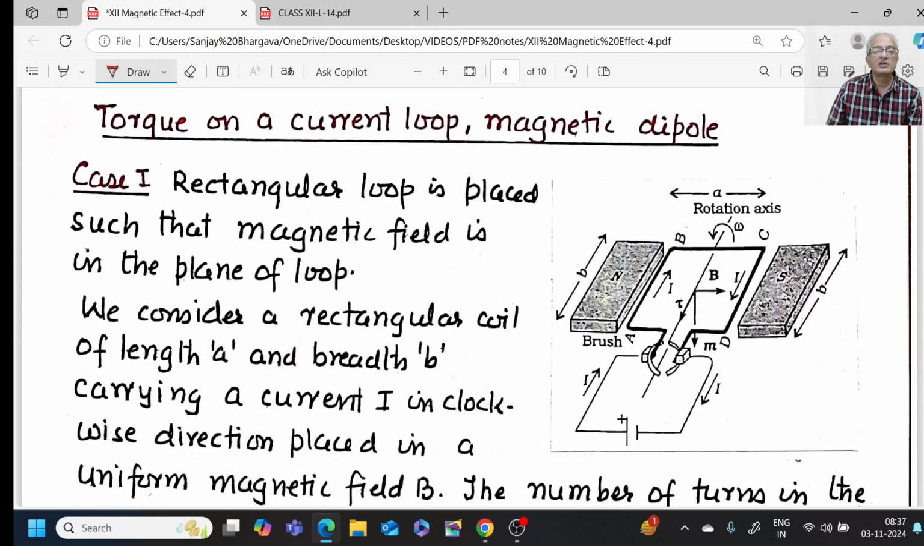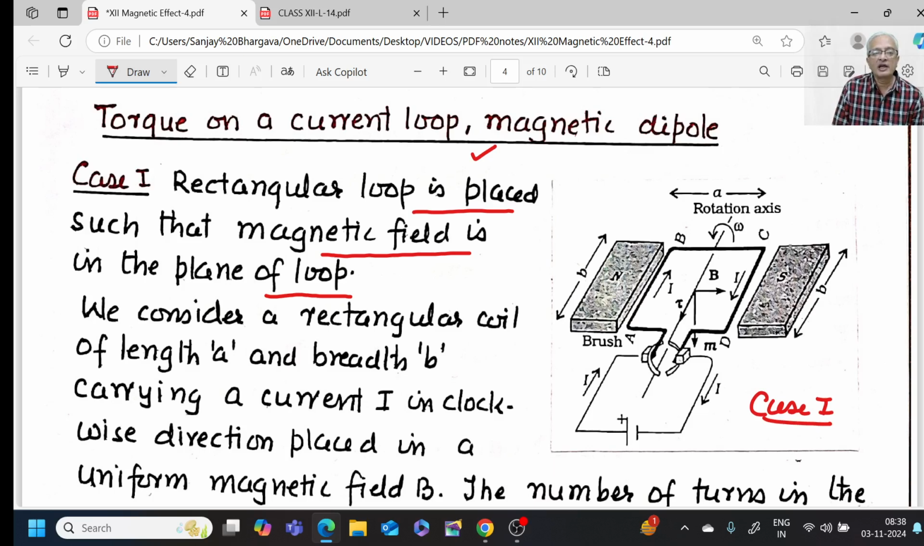Now what we want is, we need to calculate what would be the torque on a current loop, and we'll show that each current loop will behave like a magnetic dipole. Case 1. A rectangular loop is placed such that the magnetic field is in the plane of the loop, this way. So this represents the figure for case 1. The plane of the loop is in the direction of the magnetic field.